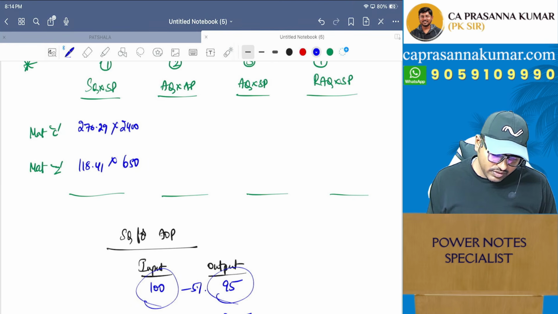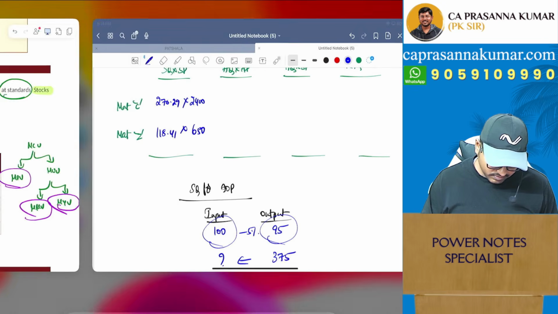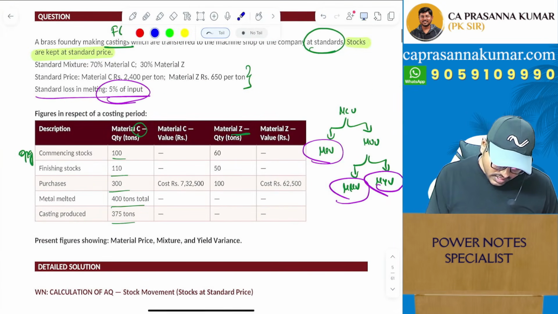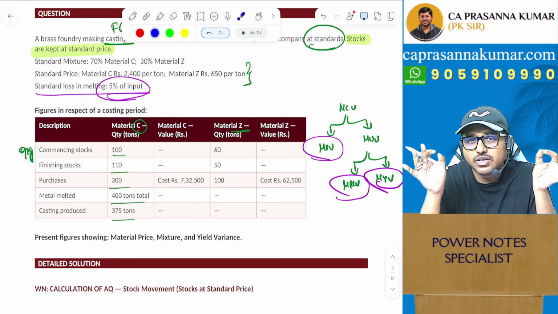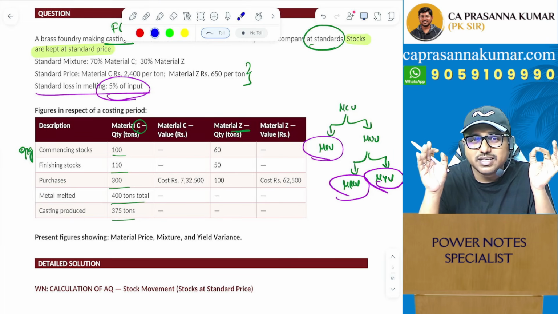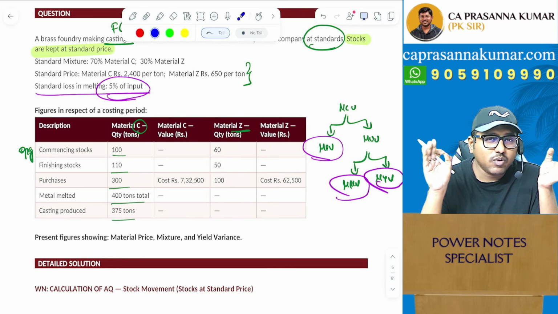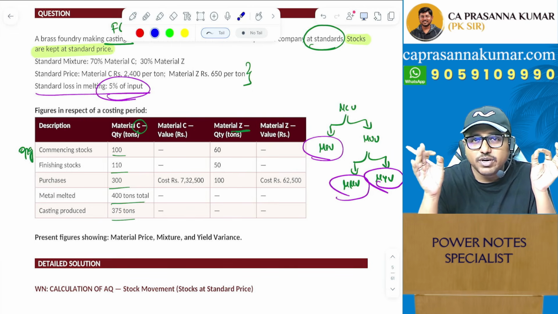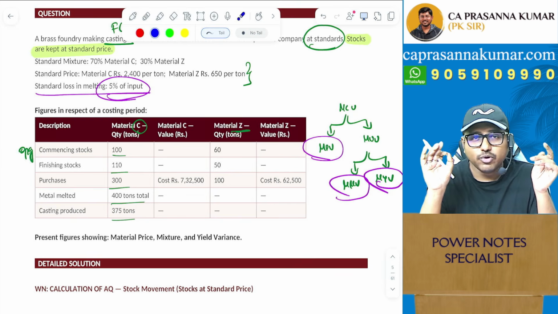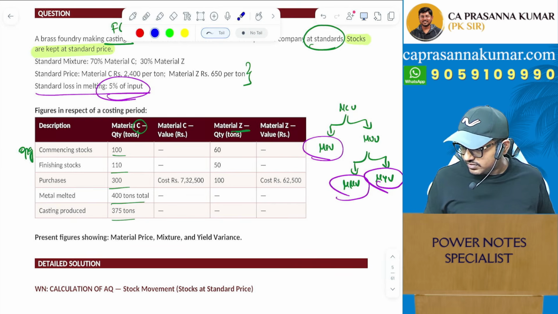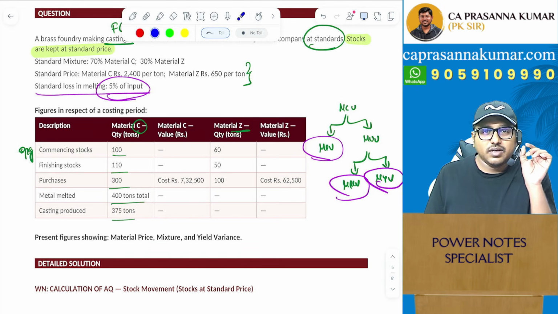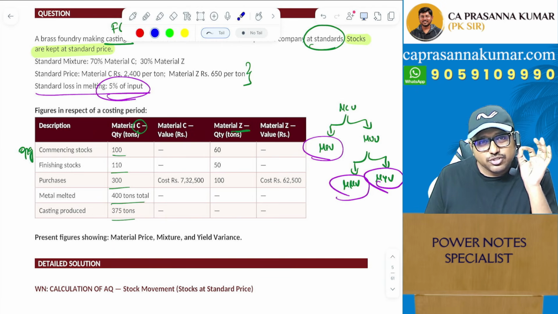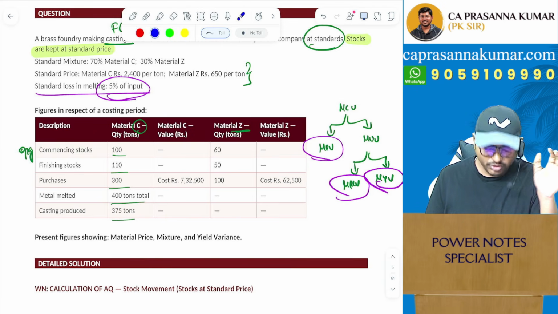Okay, now AQ into AP. What about AQ into AP, Nana? Do I know what is your total actual quantity? AQ means, is it actual quantity produced or actual quantity of raw material consumed? Actual quantity of raw material consumed. Actual quantity produced means we are talking about finished goods. So, AQ means actual quantity of raw material consumed, Nana, not actual quantity of output produced.